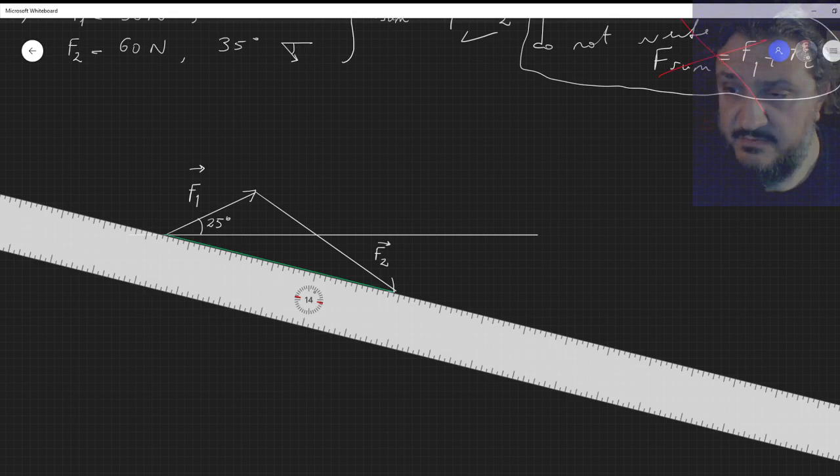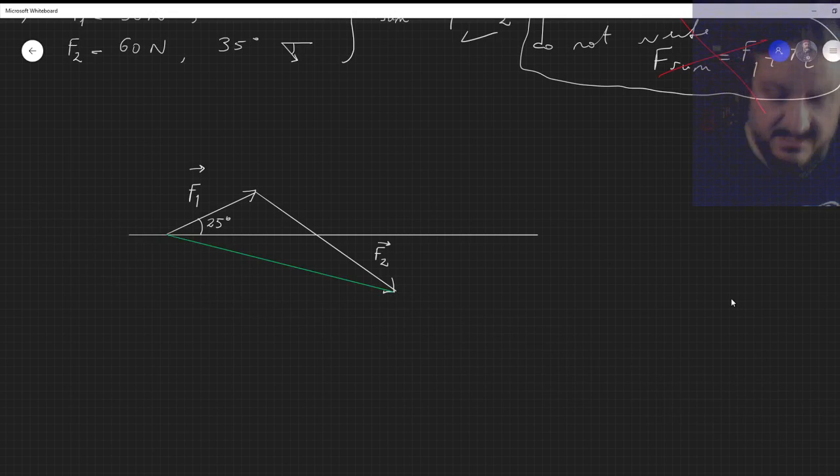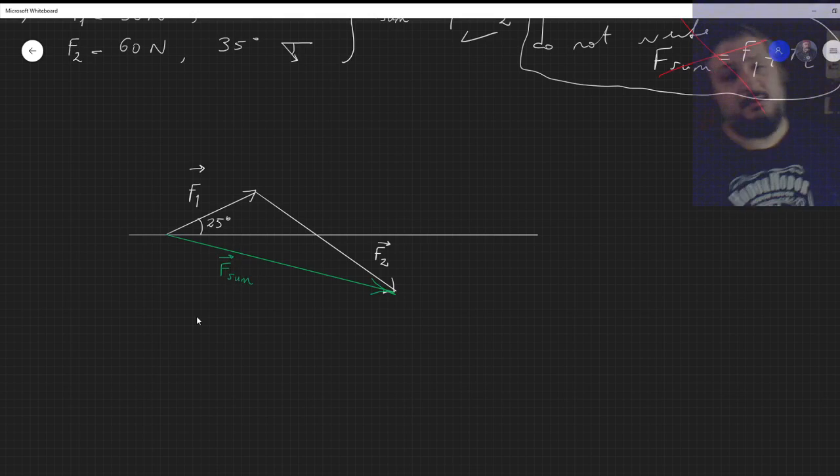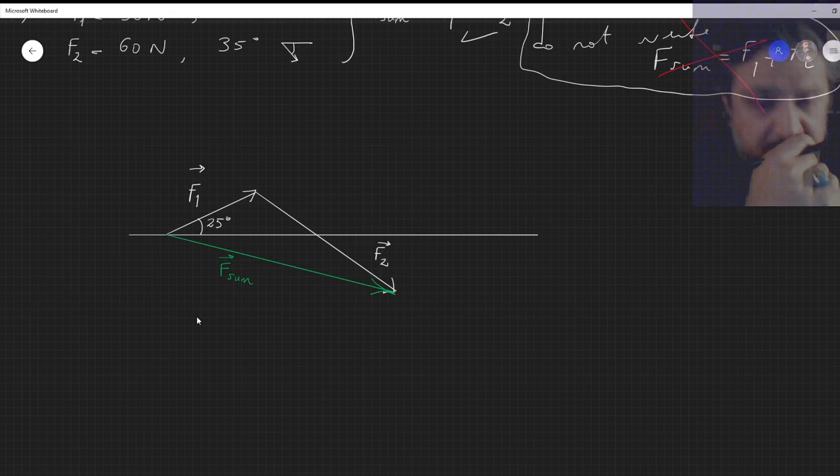Alright, so let's get rid of the ruler. This is my sum. Alright, that's the graphical addition.